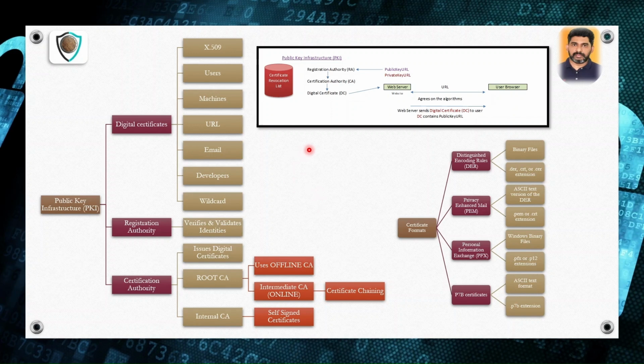So we have said that under PKI we have a certification authority. Certification authority issues digital certificates, and the digital certificate will contain the public key of that particular entity. And actually the certification authority is assuring that that public key belongs to that particular entity. So we said digital certificates are issued to any entity. Now the entity can be users, it can be machines, it can be a URL, it can be emails, or it can be developers. For the purpose of code signing, developers can use digital certificates, and it can be assigned to wildcard names.